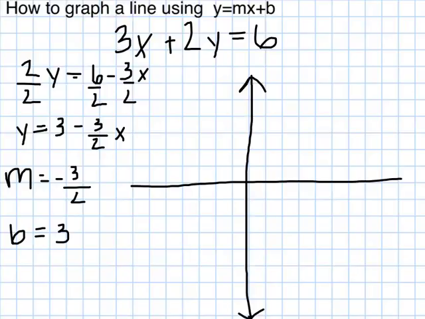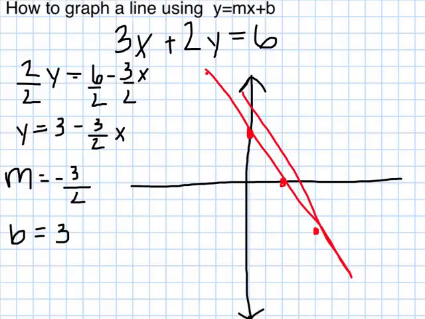Okay, so we have here our y-intercept, which is 3. And then we're going to rise negative 3, run 2. So that's rise negative 3, run 2. Rise negative 3, run 2. And there we go. There's our line.